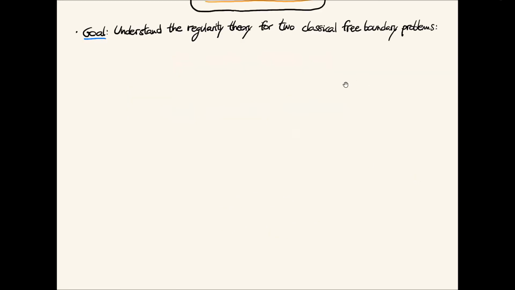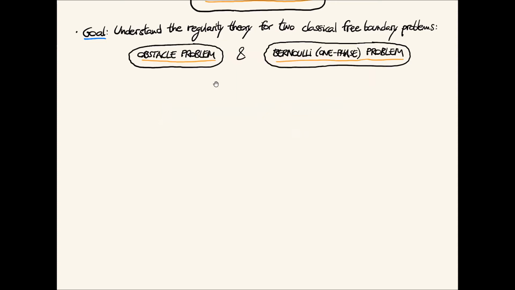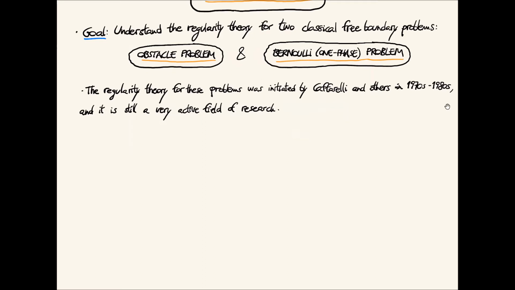So basically, I don't know if you can see the slide. I hope you can. Basically, the goal is to understand the regularity theory for these two classical free boundary problems, which are the obstacle problem and the Bernoulli or one-phase free boundary problem. These are probably the two most famous elliptic free boundary problems, and the regularity theory was initiated by Caffarelli and others in the 70s and 80s, and still today is a very active field of research, both for the obstacle problem and the Bernoulli problem. We have had very important recent results, and I will present some of them here in the last lecture.